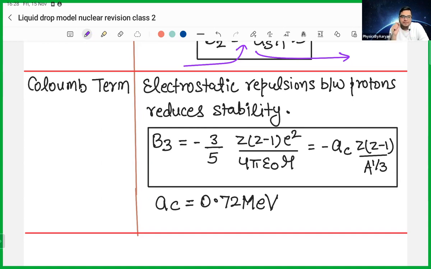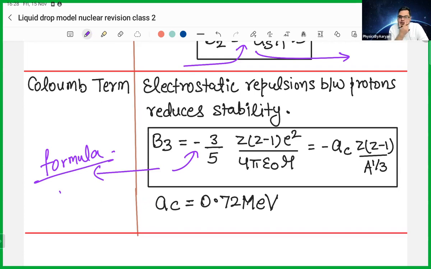So what is this term? This term is actually minus. Why minus? Because it is decreasing the binding energy. It is 3 by 5 z into z minus 1 e square by 4 pi epsilon naught R. This is a formula, you have to remember the formula, no derivation is required here.